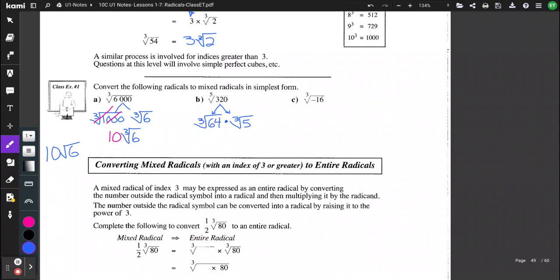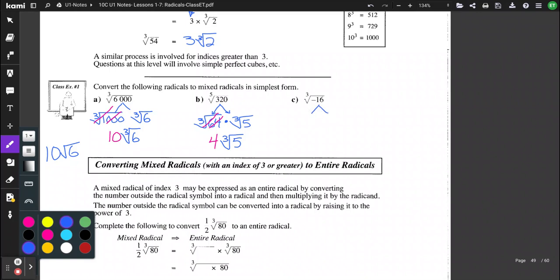So 64 becomes 4. You bet. So we have a 4 cube root 5 all by itself, and we are done. Now the next one, we're showing a negative number. Whenever we're showing a negative number under a cube root sign, the negative one is the guy that comes outside, okay? Because it's going to break down into one number that's positive, one number that's negative.